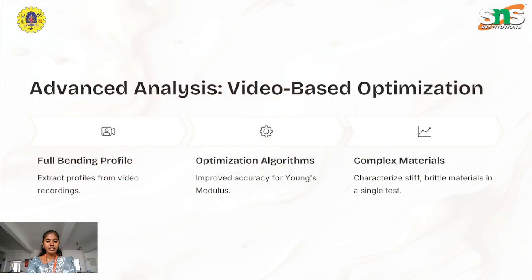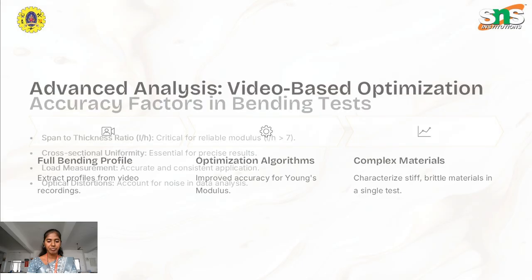Next, advanced analysis of video-based optimization. The full bending profile can be extracted from video recordings, which is useful in advanced analysis. That is video-based optimization: full bending profile and optimization algorithms for complex materials. The optimization algorithm improves the accuracy of Young's modulus. For complex materials, it characterizes stiff and brittle materials in a single test. This is the advanced analysis.